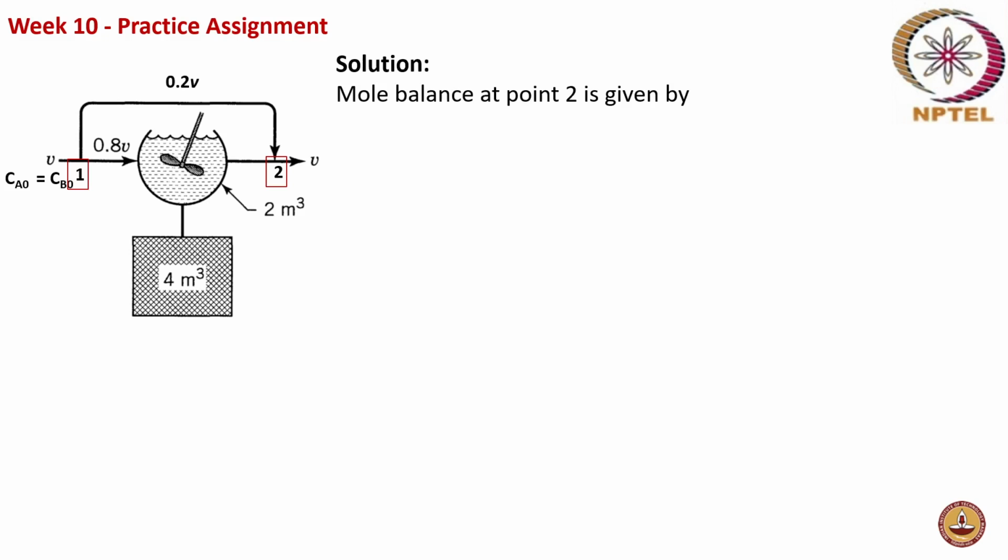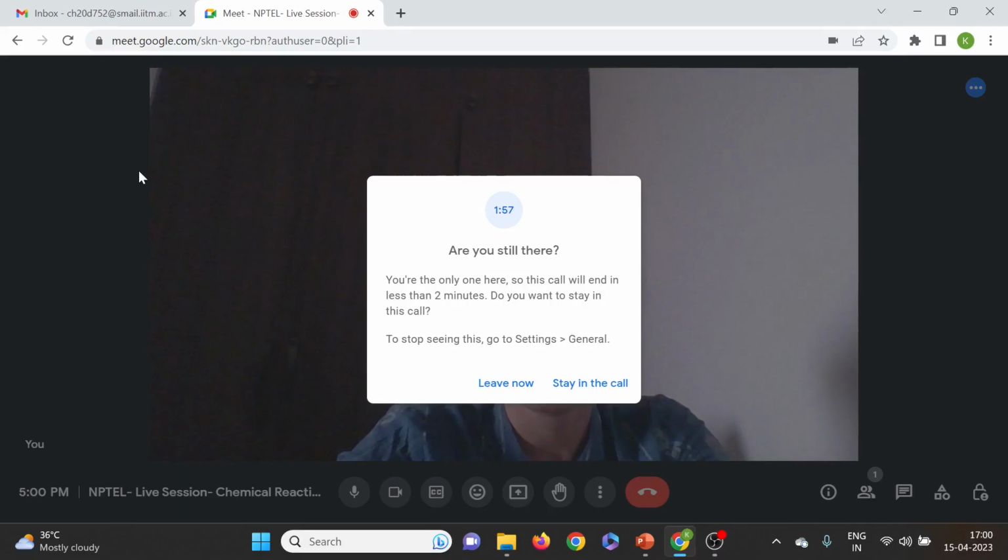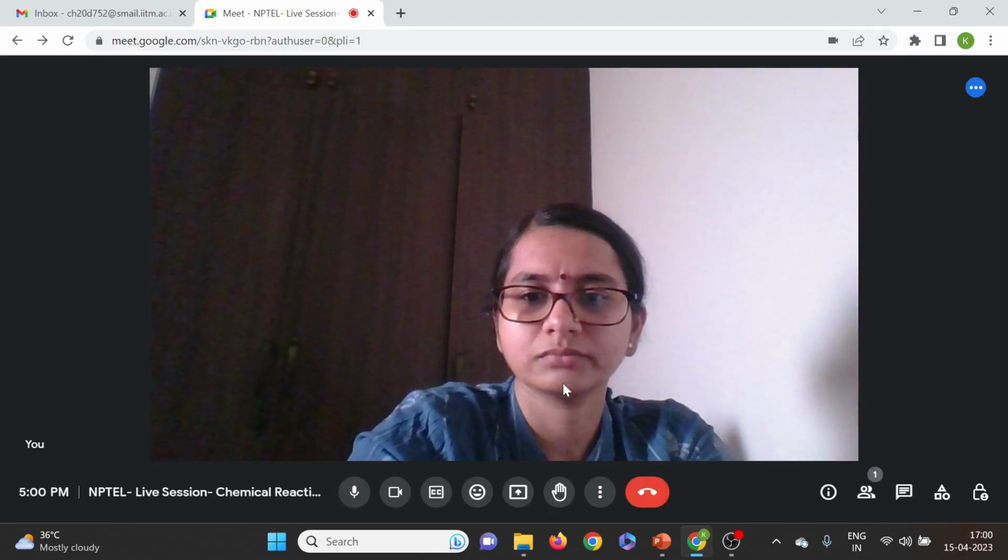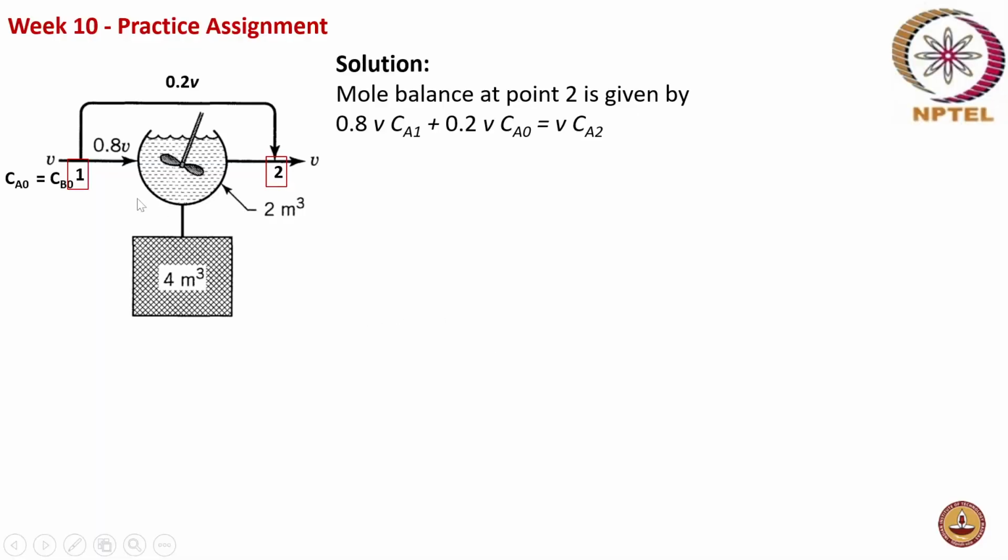Now, how to proceed with this? Let us assume a mole balance at point 2. So this 80% of the volumetric flow rate comes out with some concentration Ca1 after the reaction, and then it mixes with the concentration from this point which is getting bypassed and then comes out as Ca2.